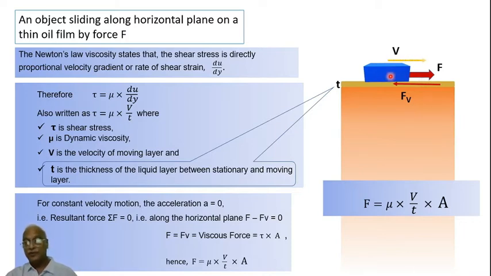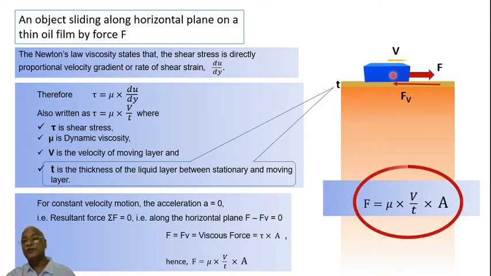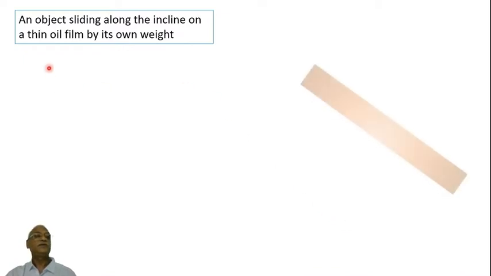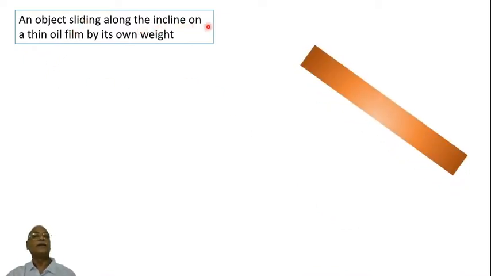Okay, we'll go to the next important slide. Here, this is the equation to be remembered. When they coin a problem, they may ask you any of these five variables given the other four directly or indirectly. Okay, next is an object sliding along an incline on a thin oil film. So this is the thin oil film that will be there. An object is moving with a velocity v on its own weight, right?